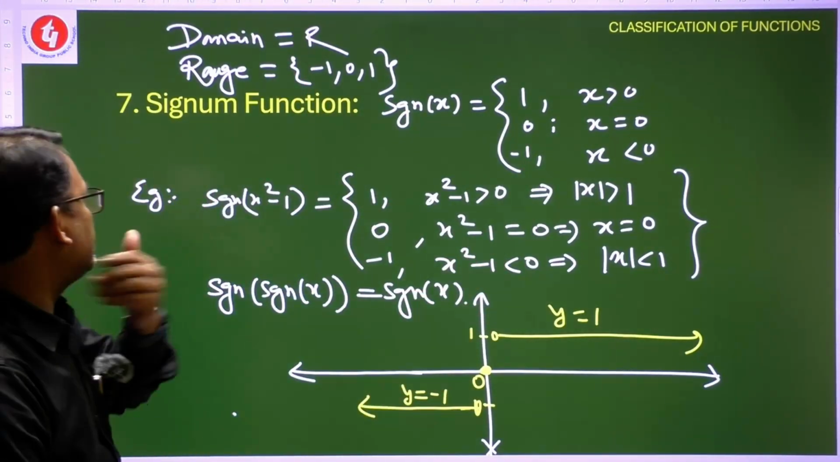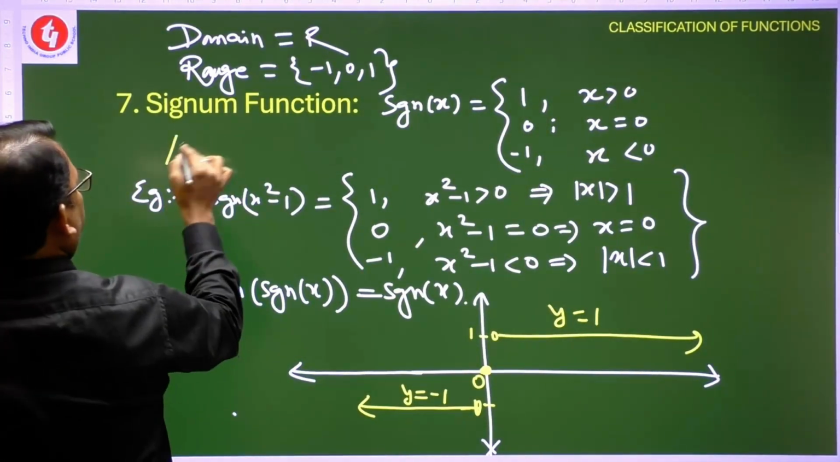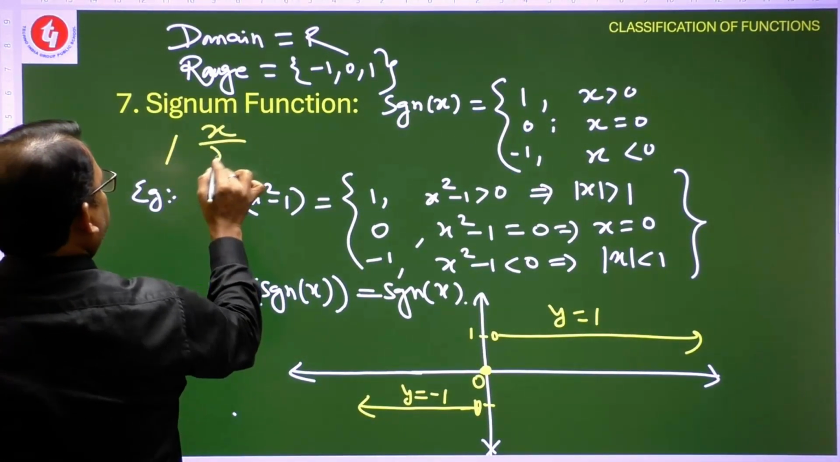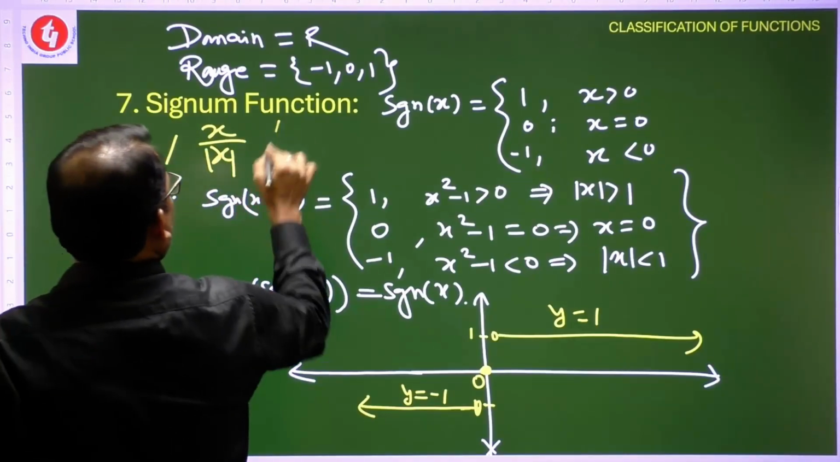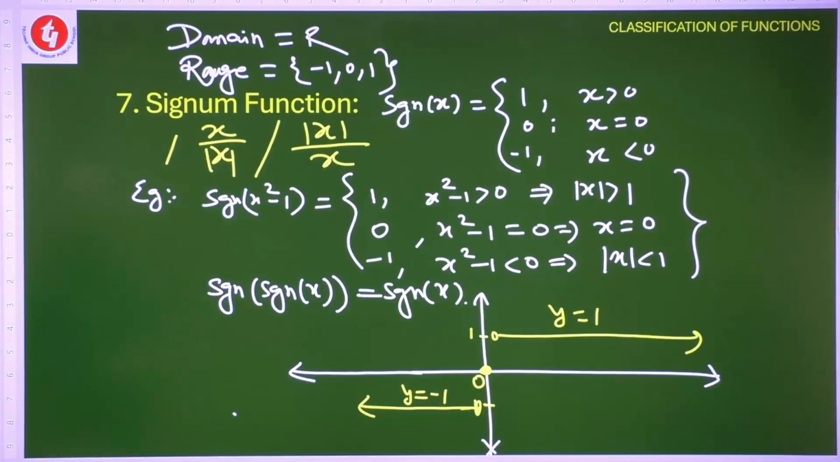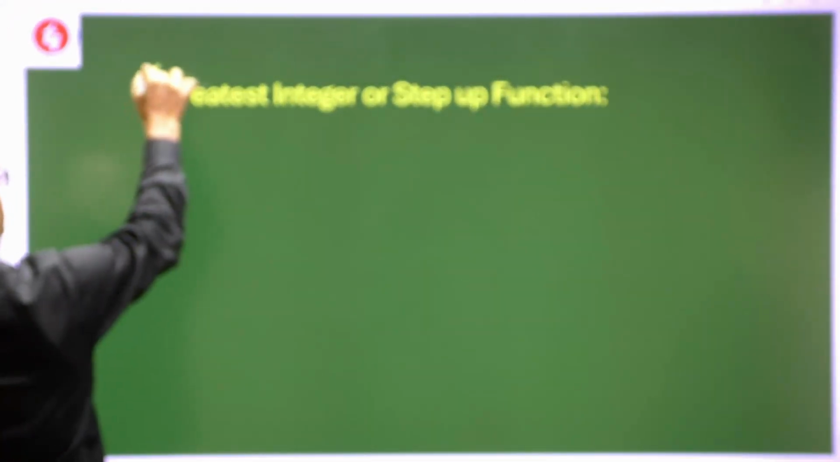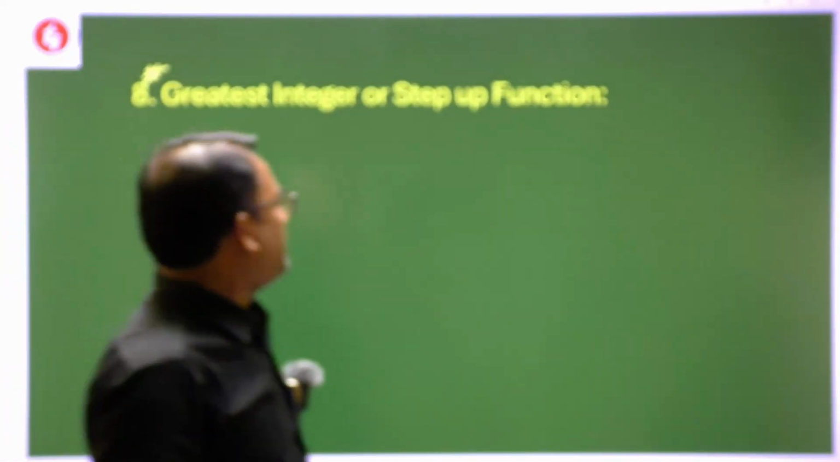So the signum function is sometimes written as sgn x, sometimes written as x by mod x, or sometimes as mod x by x. Next is the greatest integer function, also known as the step up function.